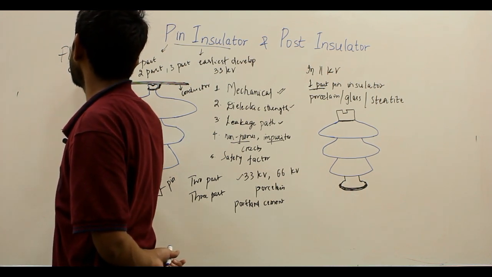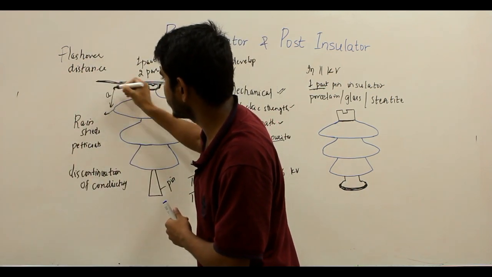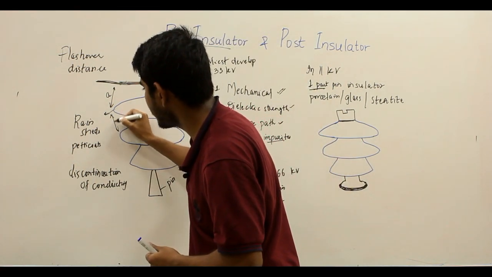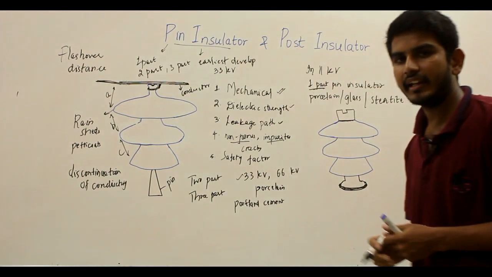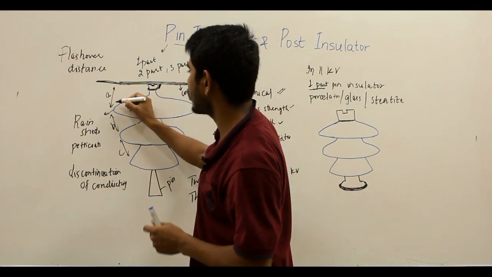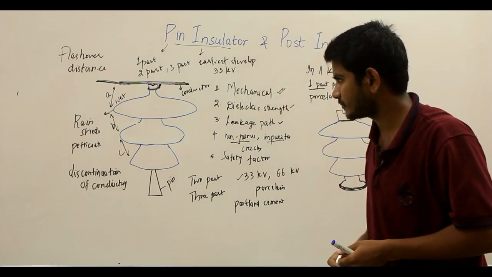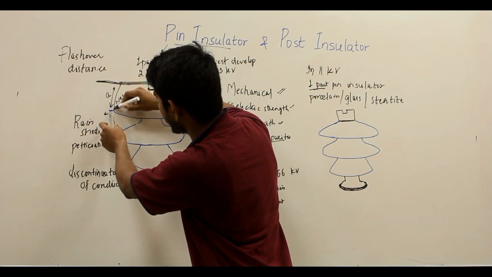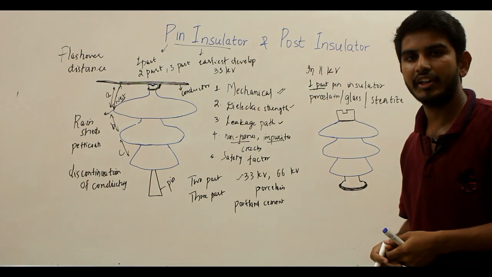And when it is raining, if I say this is my length A from the conductor to the first rain shed, and this is my length B, and this is my length C. During raining, the outer part of the insulator becomes wet. Suppose this is the outer part, it becomes wet, whereas the inner part is dry. As it becomes wet, this part has come under conduction, and in that way your flashover distance is going to decrease.